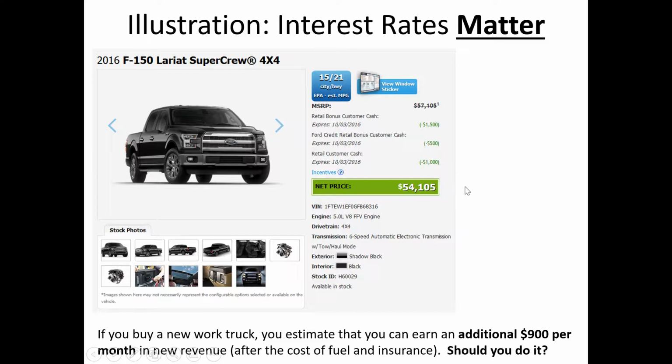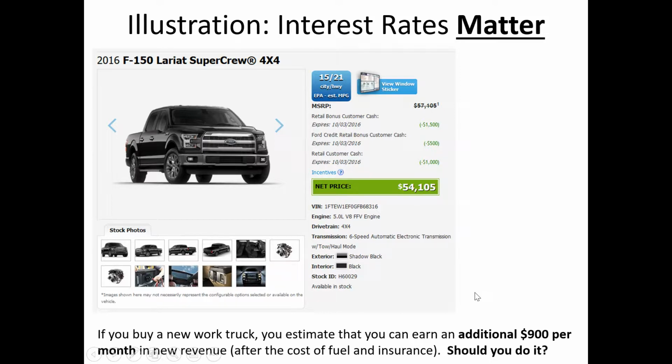Vehicles are always getting more expensive, but you could buy a cheaper truck, but this is maybe a middle of the road, well-equipped vehicle. Let's consider the following hypothetical scenario: if you buy the truck, you're going to use it for business purposes, and it would generate an additional $900 a month in new revenue. So subtracting out the operation costs of this vehicle, the $900 is profits that you can't have if you don't buy the truck. So the question is, should you buy the truck?